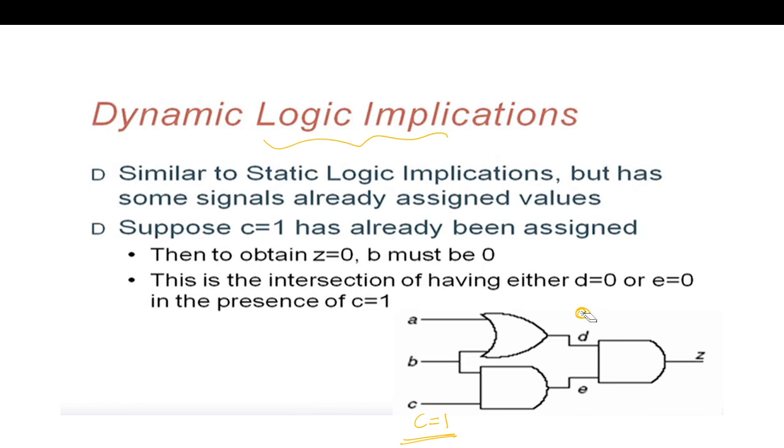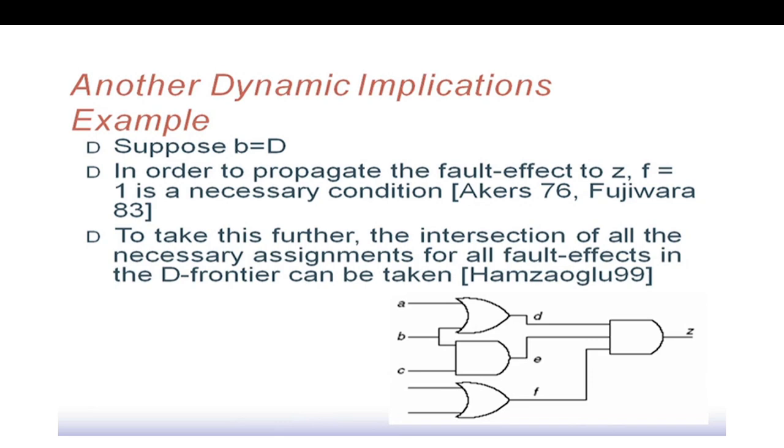Actually, we want Z to be 0. So we want either this to be 0 or this to be 0. But C is 1. So this is called dynamic logic implication.